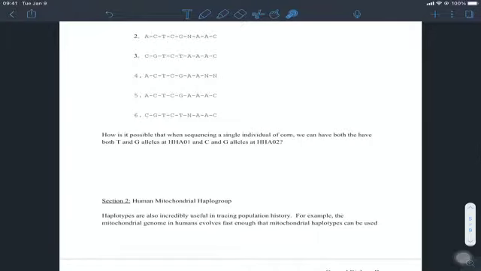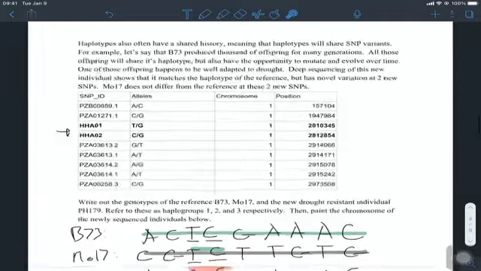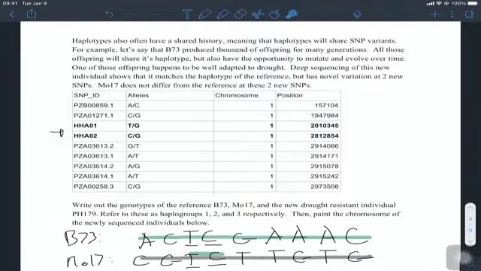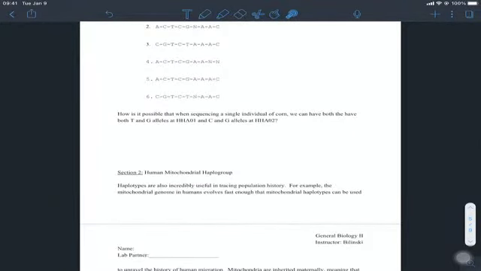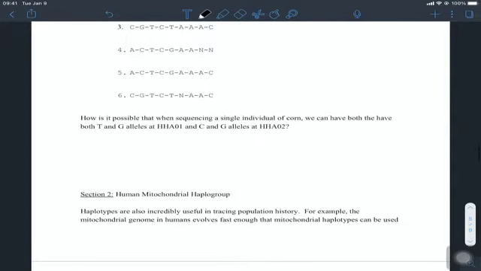For our last question here, it asks, how is it possible that when sequencing a single individual of corn, we can have both the TG alleles at HHA1? So looking back at it, how can you have both this and the CG allele at HHA02? Well, how do you have both SNPs? I'll write one word and hope you can solve the rest.